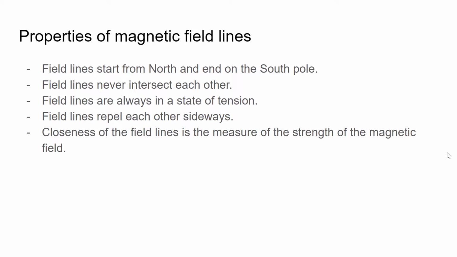Properties of magnetic field lines are that they start from north and end on the south pole. They never intersect with each other. They're always in a state of tension. The field lines repel each other sideways. The closeness of the field lines indicates the strength of the magnetic field.